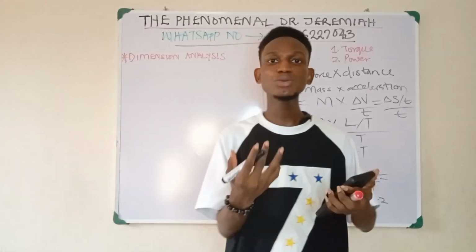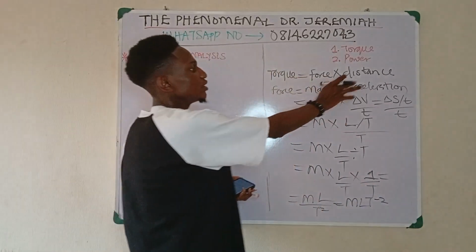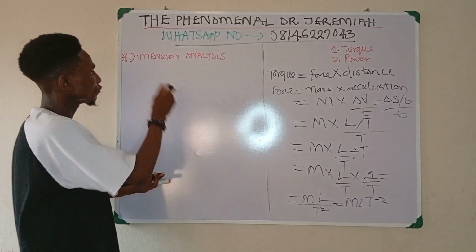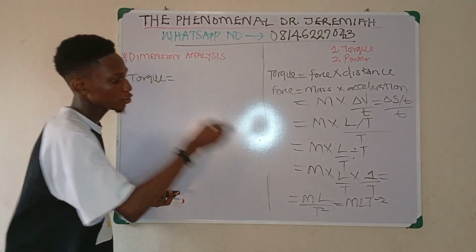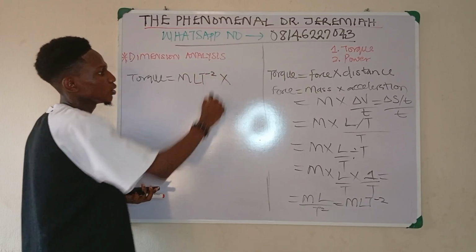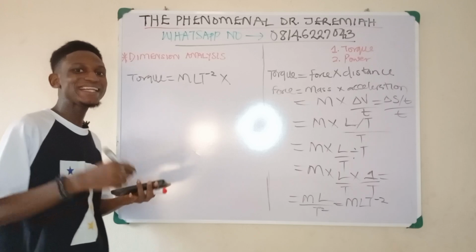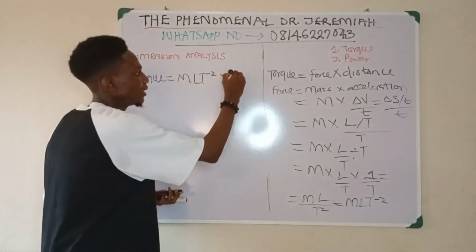Alright, so you see, from the basic principle of math, we're going to get the dimension of force. But from our formula, remember that torque is force times distance. So the dimension of torque will now be the dimension of force, which is MLT raised to power minus 2, times distance. What's the dimension of distance? Distance is measured in terms of length, so the unit of length is L.